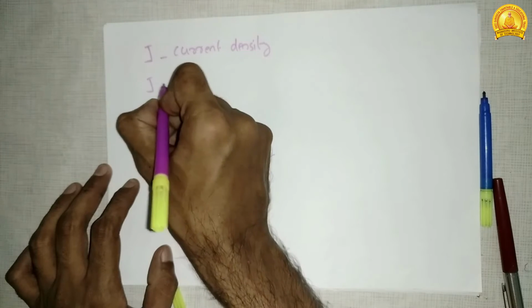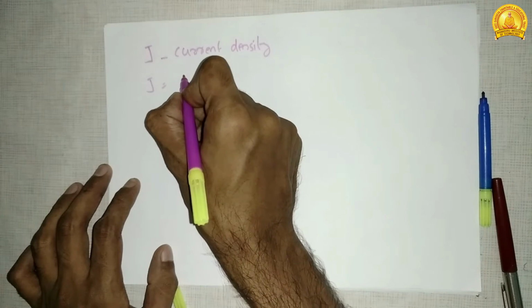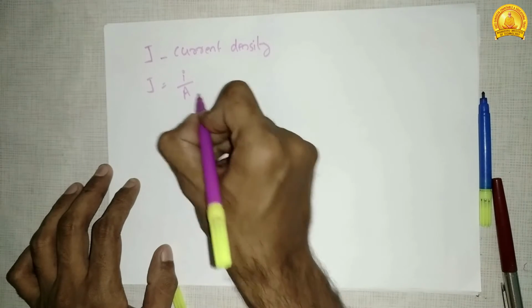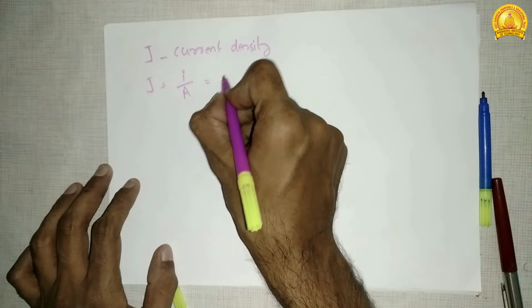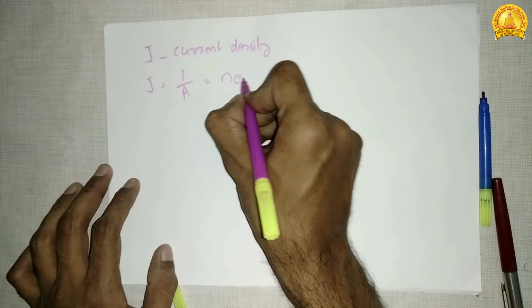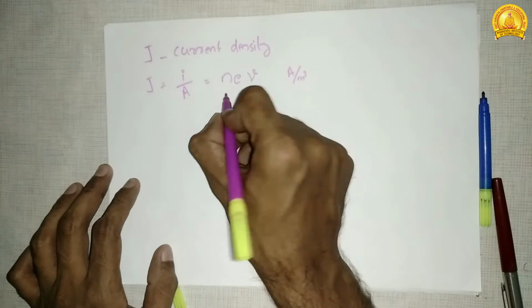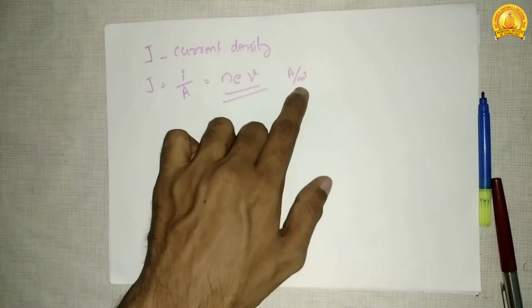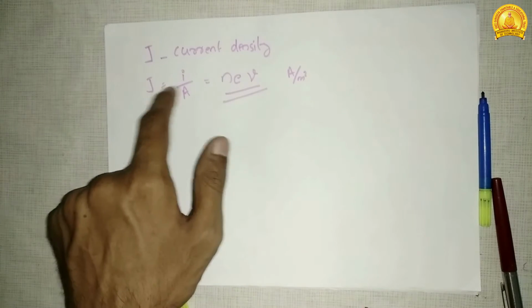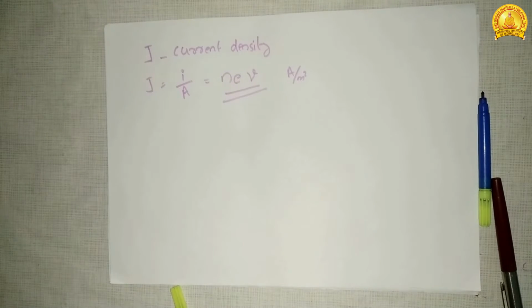So J is equal to what? It is I by the cross-sectional area A. You will get J = nev, in ampere per meter square. This is the unit and this is the equation: J is equal to n e v.